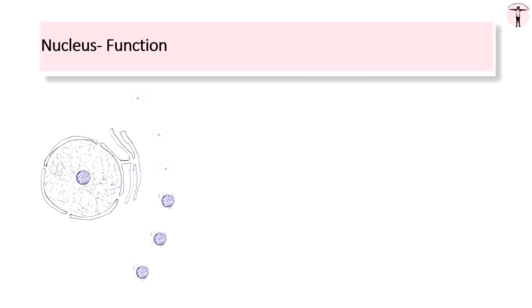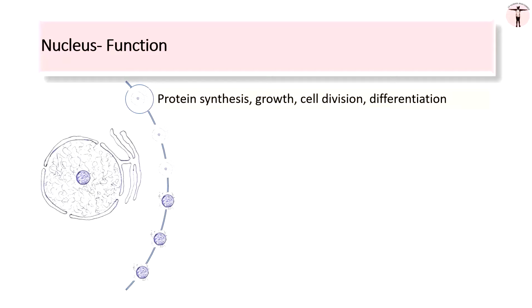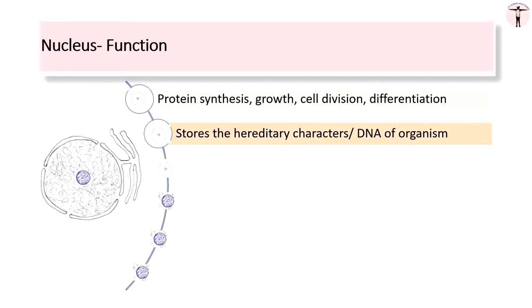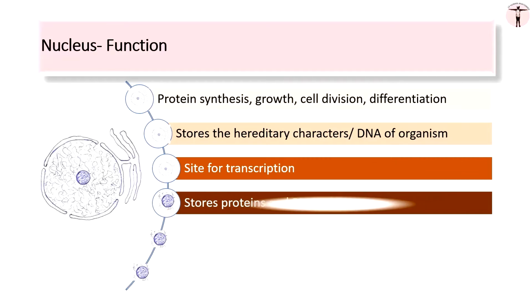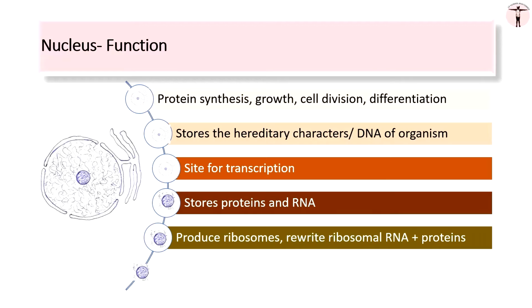Coming to the overall functions of the nucleus, it helps in protein synthesis, growth, cell division and differentiation. It stores the hereditary characters or DNA of the organism. It is the site for transcription. It stores proteins and RNA. It produces ribosomes, ribosomal RNA and proteins and helps in cell signaling.